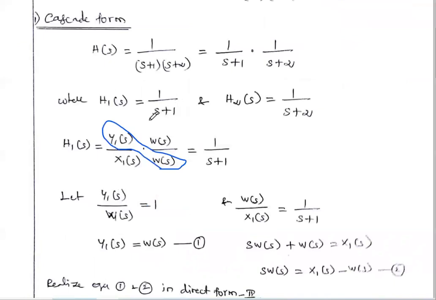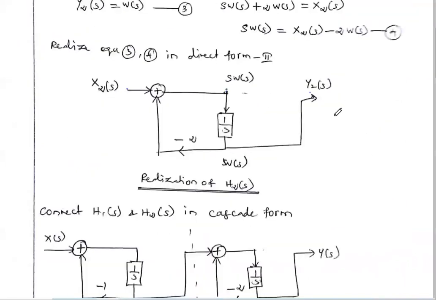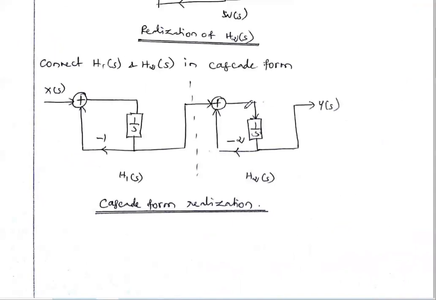Then the H1 of S and the H2 of S, you have to realize in direct form 2 individually. For the H1 of S we have to draw one diagram. For H2 of S we have to draw a direct form 2 diagram. And these two diagrams, finally, we have to connect in cascade. So this is the cascade form realization.